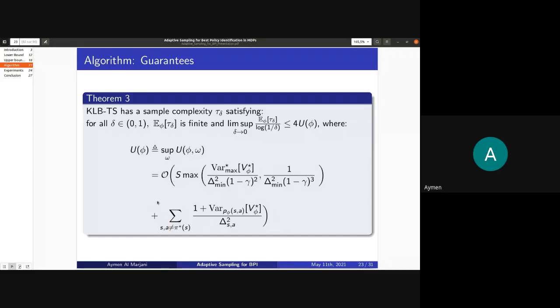So you can see that this bound is problem specific, and depends on functionals of the MDP such as the gaps or the variances. And it has the nice property that, as we said earlier, the omega that solves the supremum here is explicit, and we have a closed form expression for it.